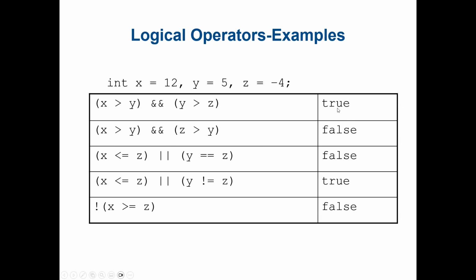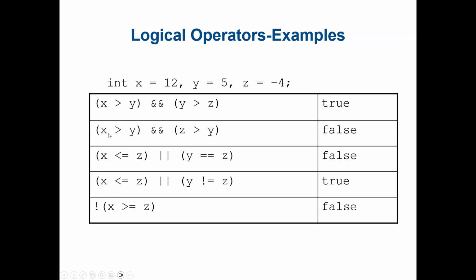In this case, they are true because X is 12. Is 12 greater than 5? Yes. Y is 5. Z is -4. Is Y greater than Z? That is true. So in the AND logical operator, if both conditions are true, then we can execute the statement that follows. Now, if one of the conditions is false or both of the conditions are false, then we are going to skip the statement that follows, which means it's false. So it's only true if both conditions are true.